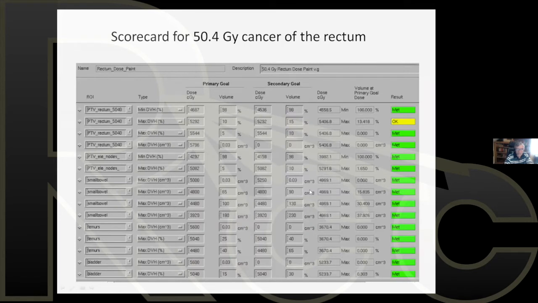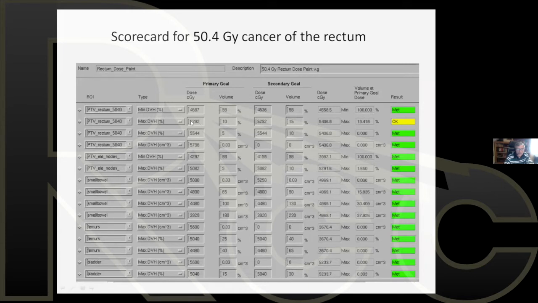Here's a scorecard, which shows how we did. So 50.40 to the rectum, right? 50.40 to the rectum. That line, we want 98% to get at least 93%. But look, we actually got no problem. We had the dose of 46.87 was the target dose that went to 100%.